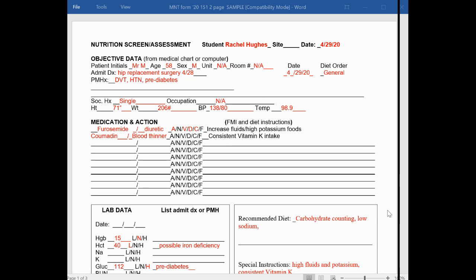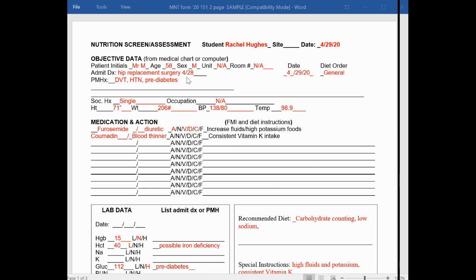So this will look very similar to the assessment that you're going to fill out for Mrs. S, the case that is under your projects. So let's start. What I have is the nutrition screen assessment form, and I have the information that I filled out in red. Okay, so we have the student name, we don't have a site, and we have the date here. And then patient initials, I just put Mr. M. He is 58, male. I don't have a unit or a room number, so I put NA there. And then we have a diet order of general diet.